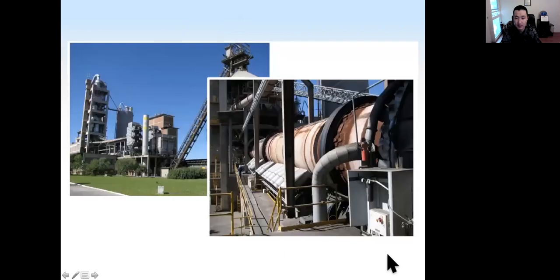All right, so this is the kiln. The slope is pretty small. It's not very steep, but the size of the kiln is huge.